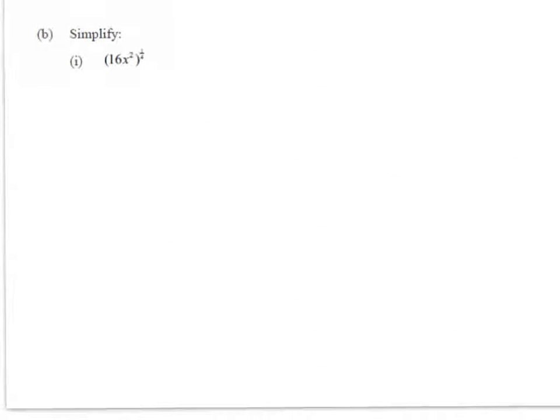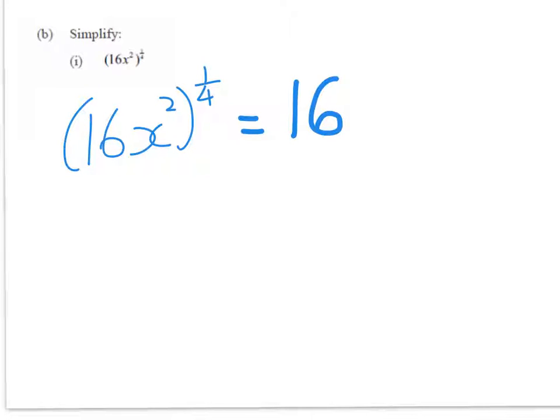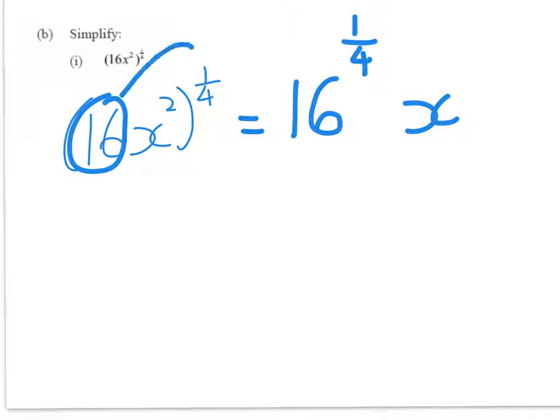Right, next one, a little bit the same. It's 16x squared to the power of 1/4. The rules work the same way for fractional powers as they do for all the other powers. So I take this in 2 bits. Now, I'll write this out step by step. So it's going to be 16 to the power of 1/4. Right, so we take our number and we do the power operation on it. With the x, it's x squared to the power of 1/4, so I multiply the powers together and I get x to the power of 2 over 4.